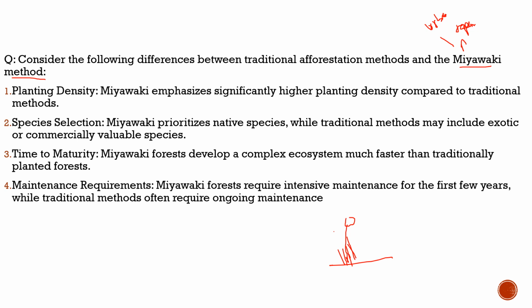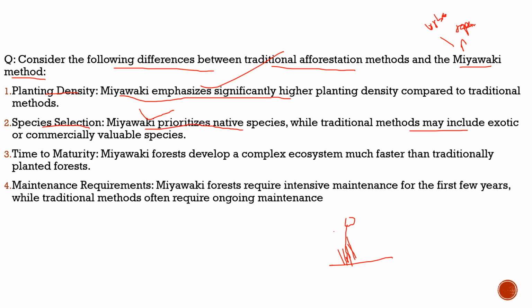Here the question says, consider the following differences between the traditional afforestation methods and the Miyawaki method. First statement, planting density. Miyawaki emphasizes significantly higher planting density compared to traditional methods. 100% correct. We saw that. Second, species selection. Miyawaki prioritizes native species, while traditional methods may include exotic or commercially valuable species. 100% correct. Miyawaki always prioritizes native species.